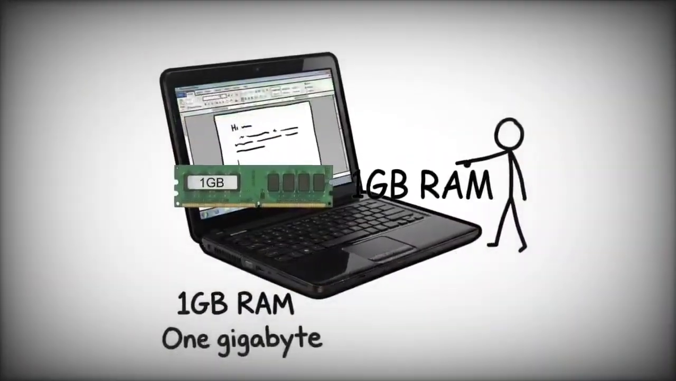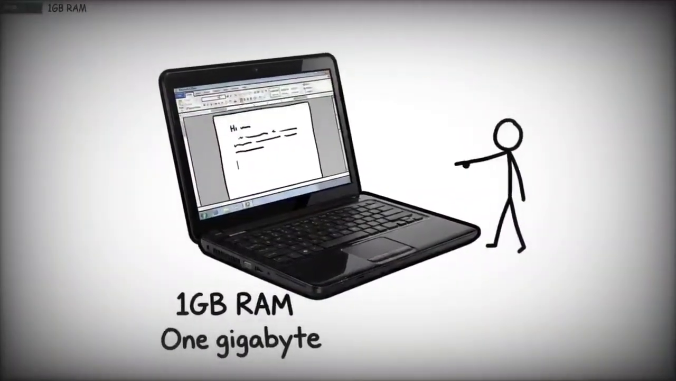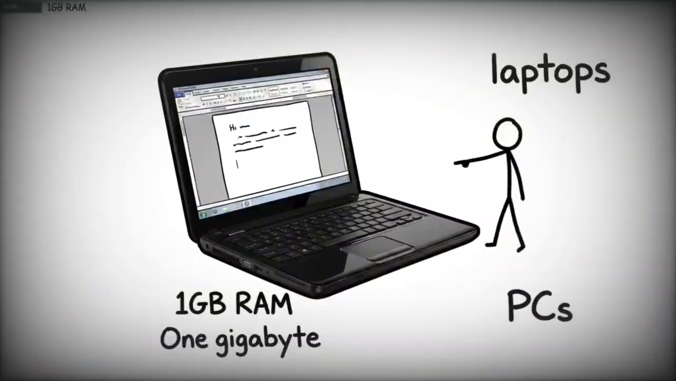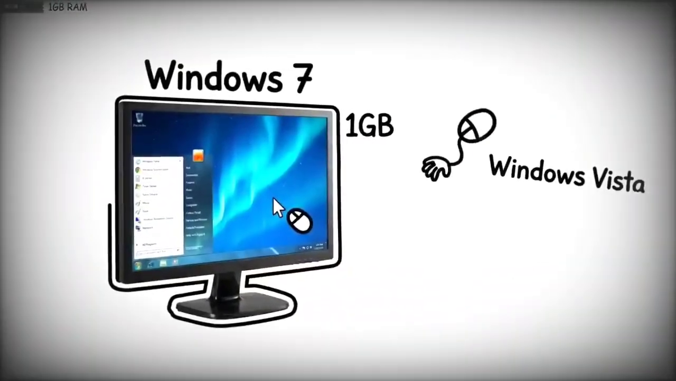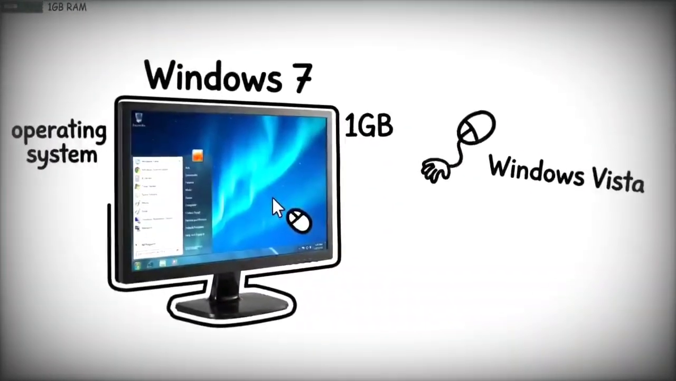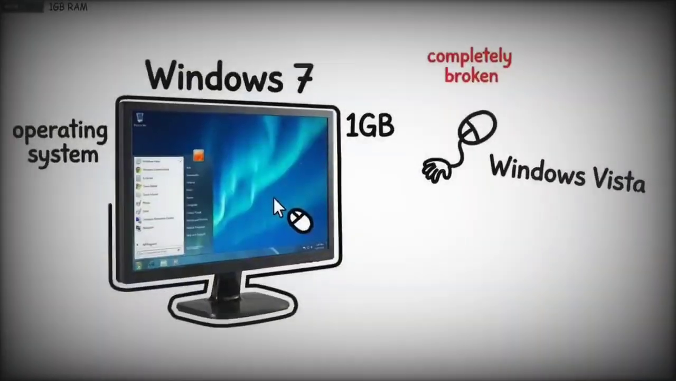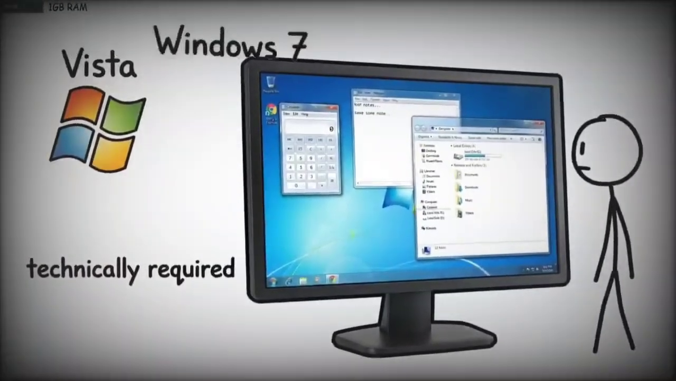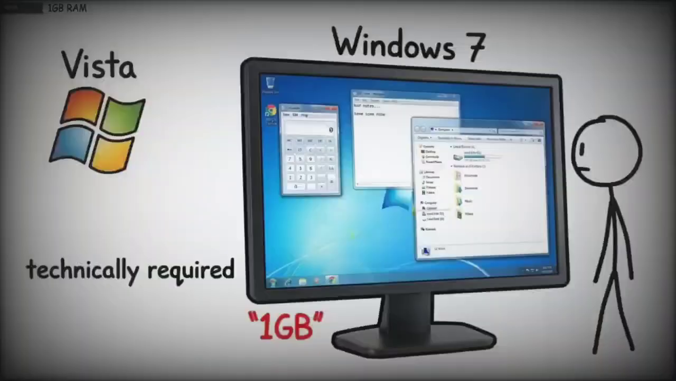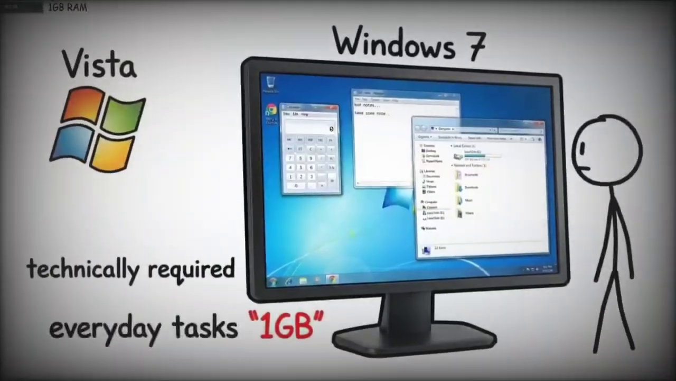1 gigabyte RAM. 1 gigabyte was the standard amount for laptops and PCs from around 2007 to 2010. This was the Windows Vista and early Windows 7 era. With 1 gigabyte, you could finally run a modern operating system without it feeling completely broken. Vista technically required this much just to function. Windows 7 ran more smoothly on 1 gigabyte and was actually usable for everyday tasks.